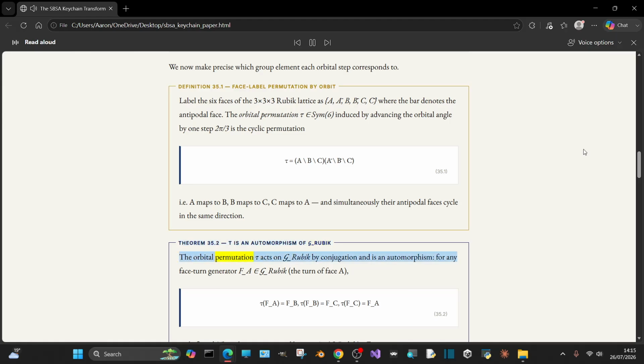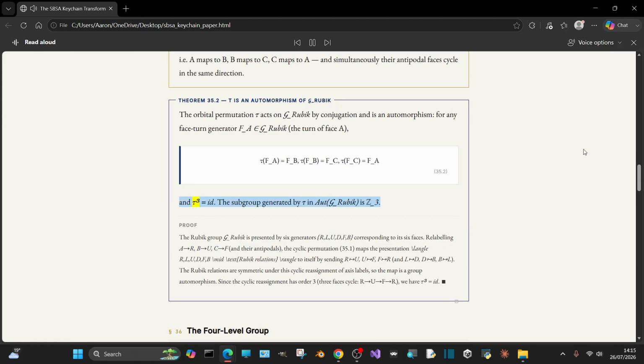The orbital permutation tau acts on G_Rubik by conjugation and is an automorphism. For any face-turn generator f_A in G_Rubik, the turn of face A, tau f_A equals f_B, tau f_B equals f_C, tau f_C equals f_A, 35.2. And tau cubed equals id. The subgroup generated by tau in Aut(G_Rubik) is Z_3.